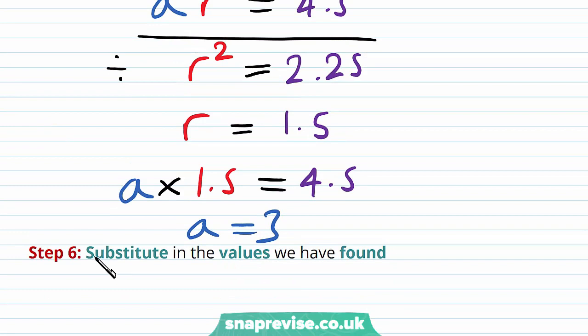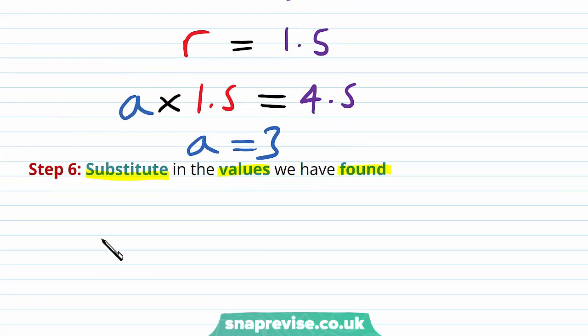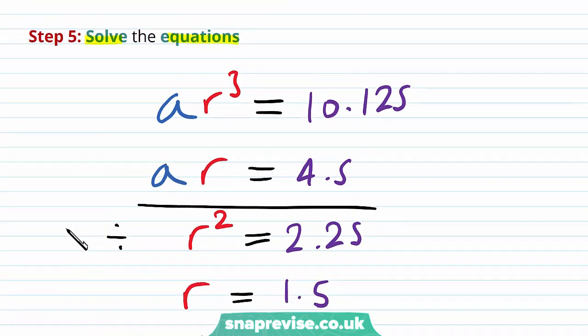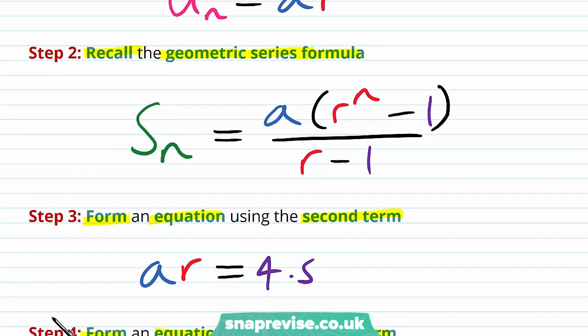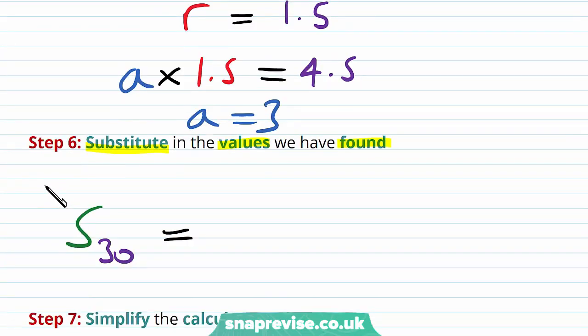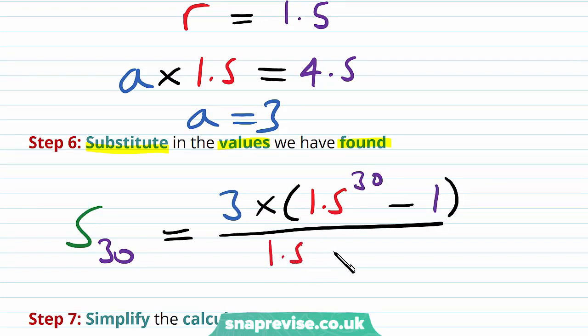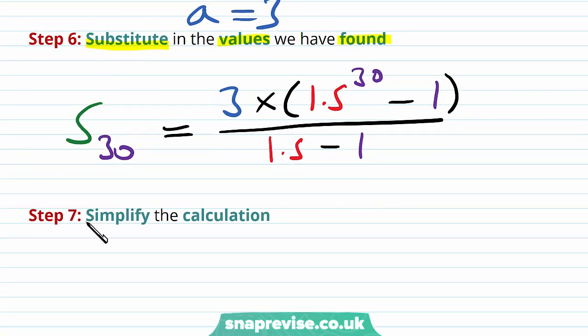Our sixth step is to substitute in the values that we have found. We are looking for the sum up to 30 terms. And therefore, by using the geometric series formula, we have a multiplied by r to the power of n minus 1 divided by r minus 1. So that is 3 multiplied by 1.5 to the power of 30 minus 1, divided by 1.5 minus 1. Our seventh step is to simplify the calculation.